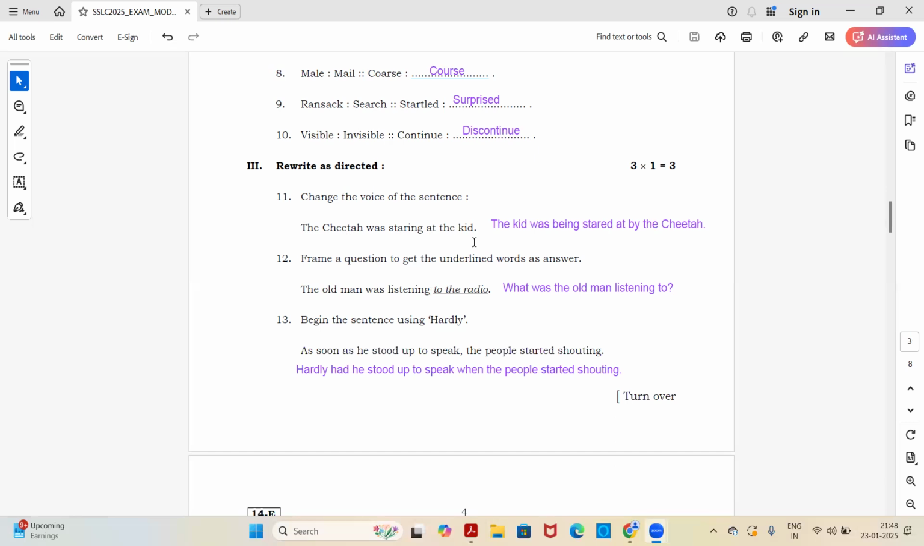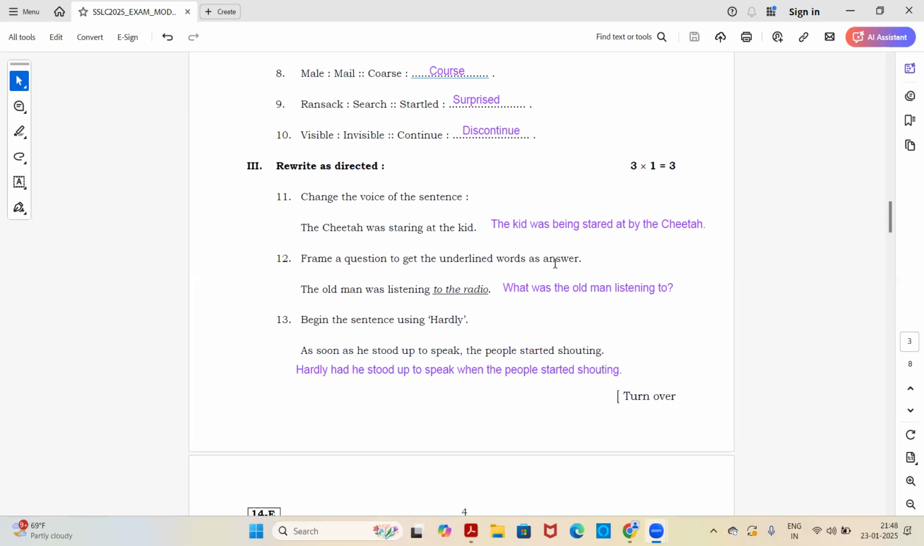Okay, so this is in active voice. You need to change it into the other voice, that is passive voice. So the answer will be: the kid was being stared at by the cheetah. The object will come first and the subject will be placed at the last.